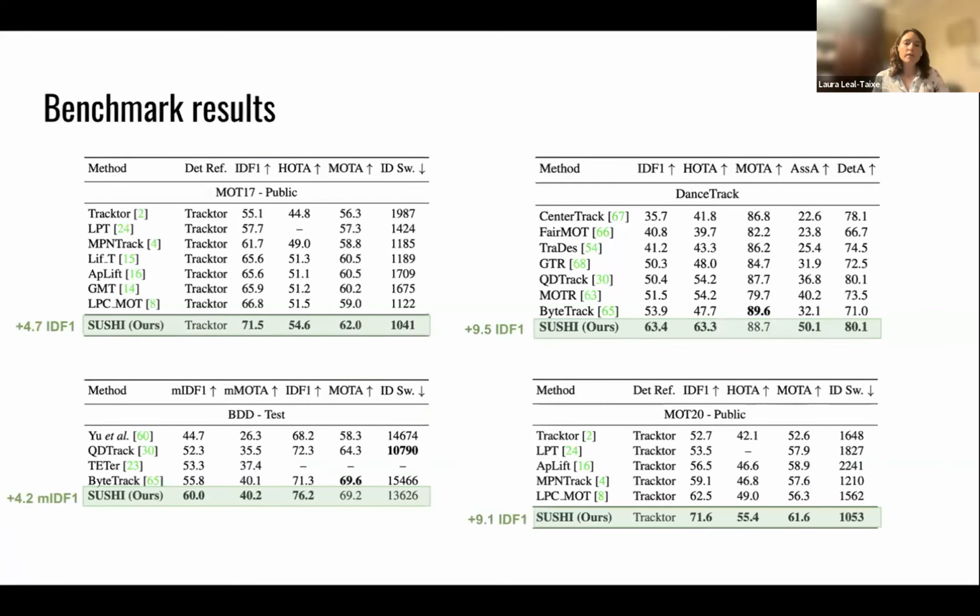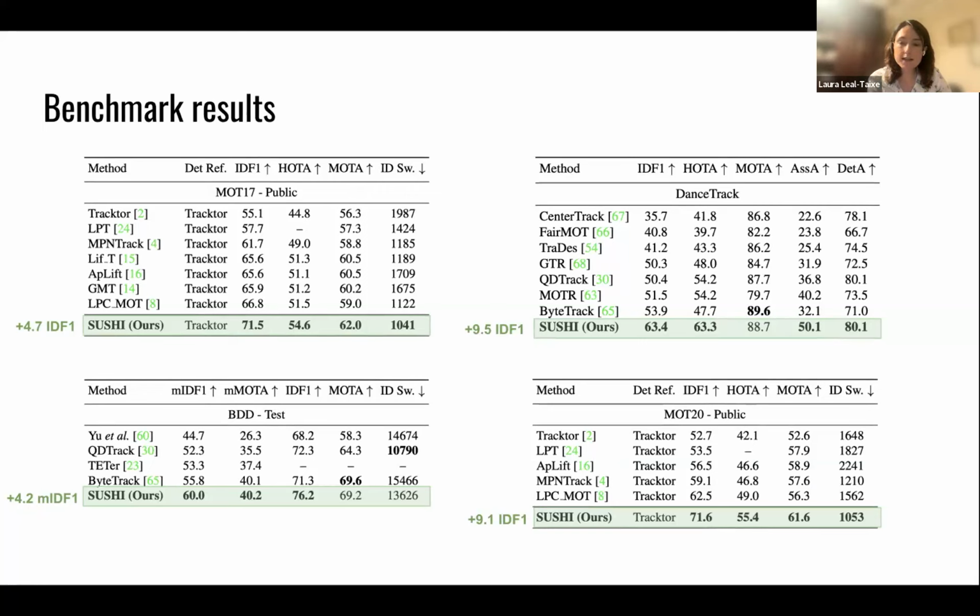Now for some benchmark results. I think a cool thing here is that we are improving results not by a little bit, but by a really large margin, which shows two things. First of all, of course, that the formulation is very powerful, but also that there are really long occlusions that nobody has really targeted before, right?